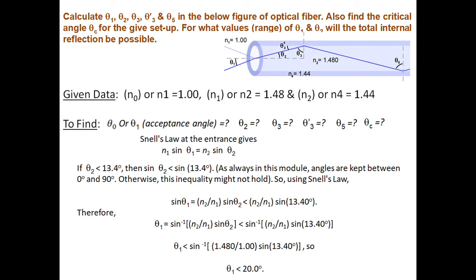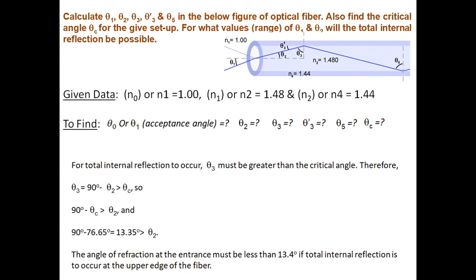All right, let's get into the other part of it. For total internal reflection to occur, theta 3 must be greater than the critical angle. Therefore, theta 3 is equal to, by geometrical argument, 90 minus theta 2, that is this over here. 90 minus theta 2 is greater than theta c. So 90 minus the critical angle should be greater than theta 2, and hence theta 2 should be less than 13.35. Now we are calculating theta 2. Okay, theta 2 should be less than 13.35.